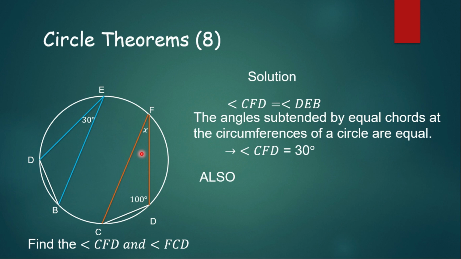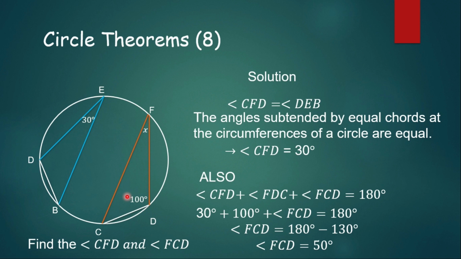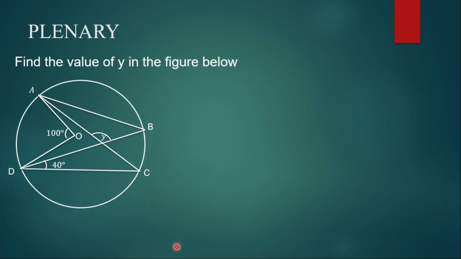If x is equal to 30 degrees, then I can find this angle by applying the triangular properties. So when you sum x plus 100 and this angle, it is to give me 180 degrees. Therefore, I take 30 plus 100 from 180, and that is going to give me 50. So therefore, the angle formed here is 50 degrees. That is FCD is 50 degrees. That is well done. Let's take the final question.